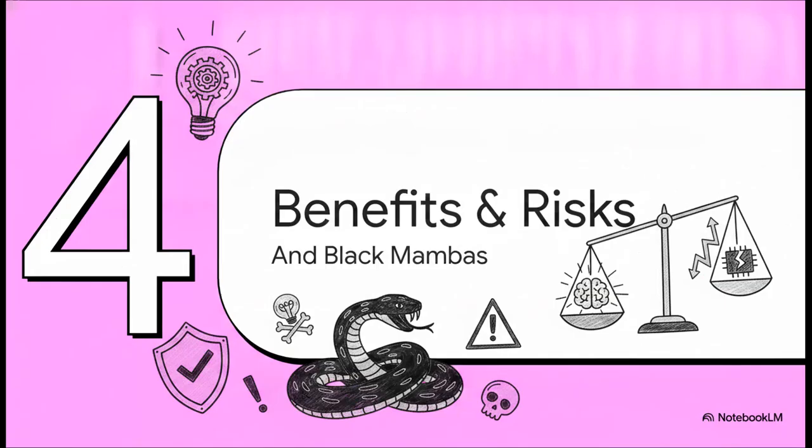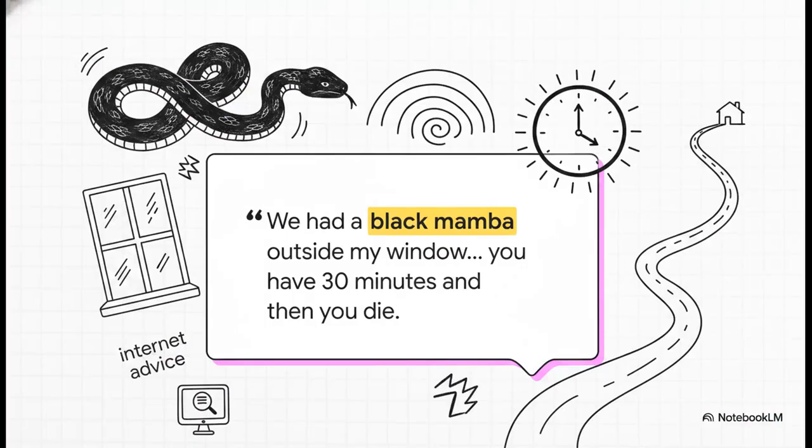Section 4. AI benefits, risks, and Mambas. Look, no foundational lesson on a technology this powerful is really complete without acknowledging the severe risks involved, both in tech and, well, out in nature. Our source shares a truly terrifying anecdote that really puts risk into perspective. He actually woke up to a massive, highly deadly black mamba snake right outside his bedroom window. To put that in perspective, if a black mamba bites you, you've got roughly 30 minutes before your diaphragm just stops working and you die.